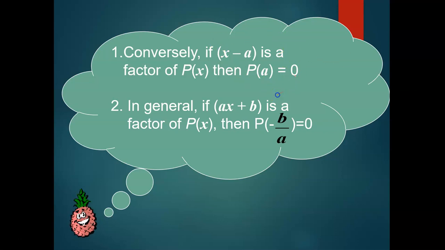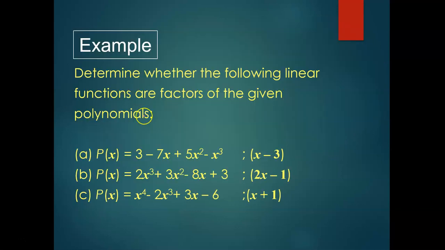Same thing, this is how we find the a value. You just make it equal to 0, then you get x equals a. And for this one equal to 0, then you will get x equals negative b over a, because this one is ax + b equals 0.